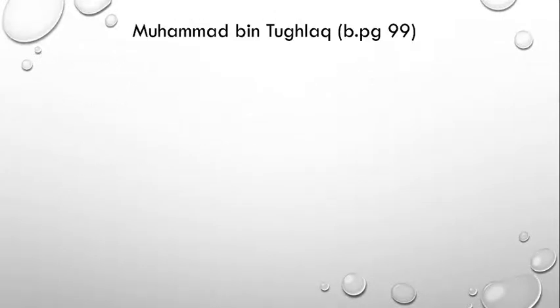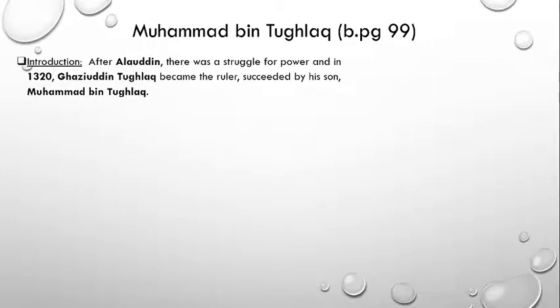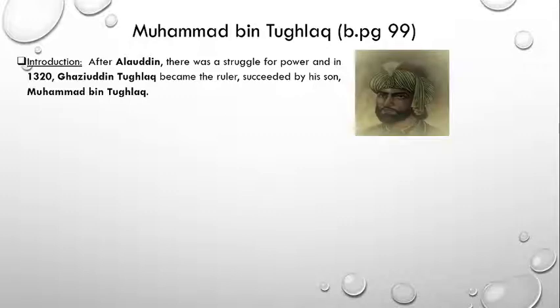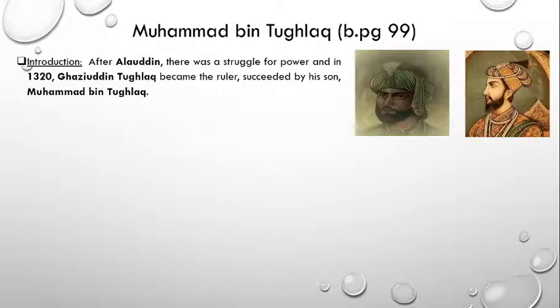Moving to our today's topic, Muhammad bin Tughlaq. It's on book page number 99. Introduction. After Alauddin, there was a struggle for power, and in 1320, Ghaziuddin Tughlaq became the ruler, succeeded by his son Muhammad bin Tughlaq. Khilji dynasty was overruled by Ghaziuddin Tughlaq, and he laid foundation of Tughlaq dynasty. This is a picture of Ghaziuddin Tughlaq, and here is a picture of Muhammad bin Tughlaq, who was the son of Ghaziuddin Tughlaq.